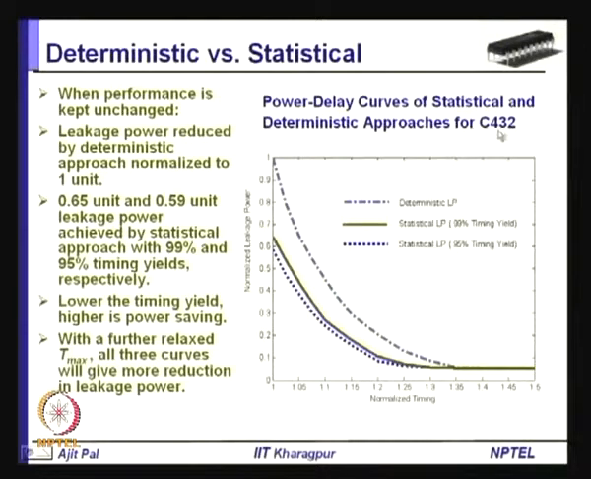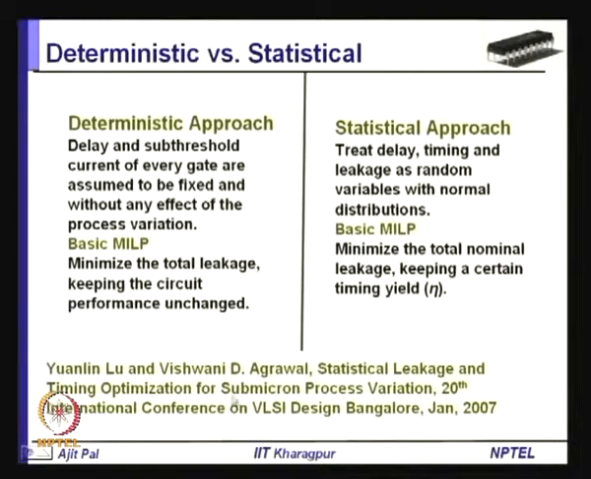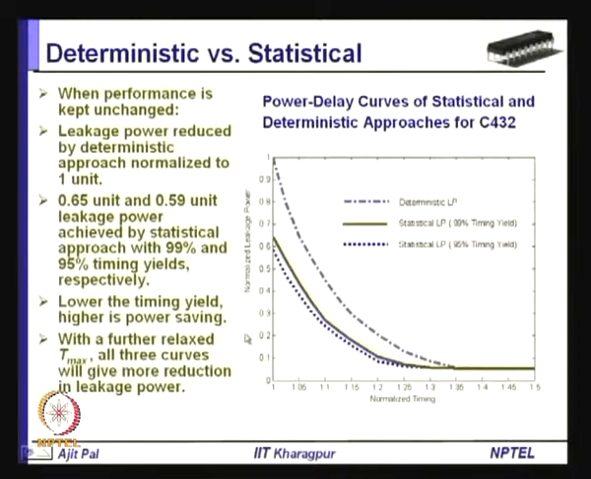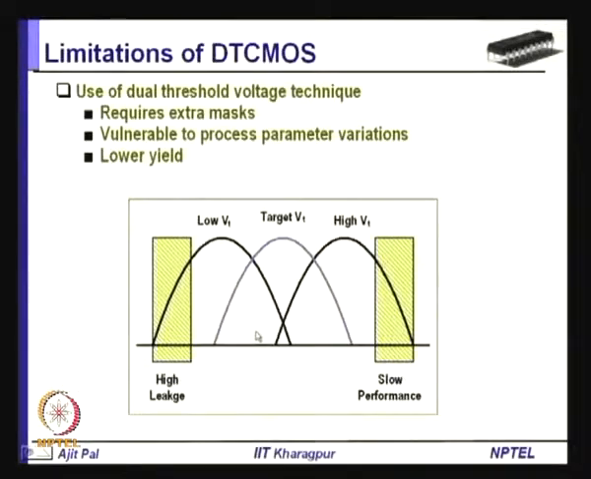circuit C432. This is an ISCAS benchmark circuit C432, and for that particular circuit this is the simulation result published in the paper I have already mentioned. So, you can see this is one technique, a statistical approach which has been used in the design of a circuit. Okay. Let us come to another technique.